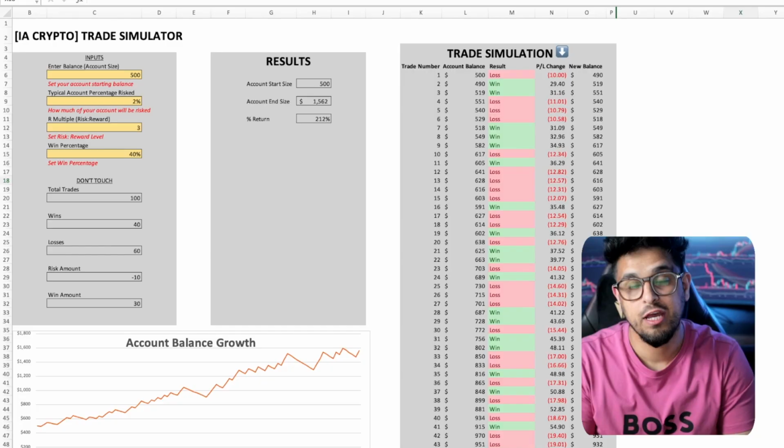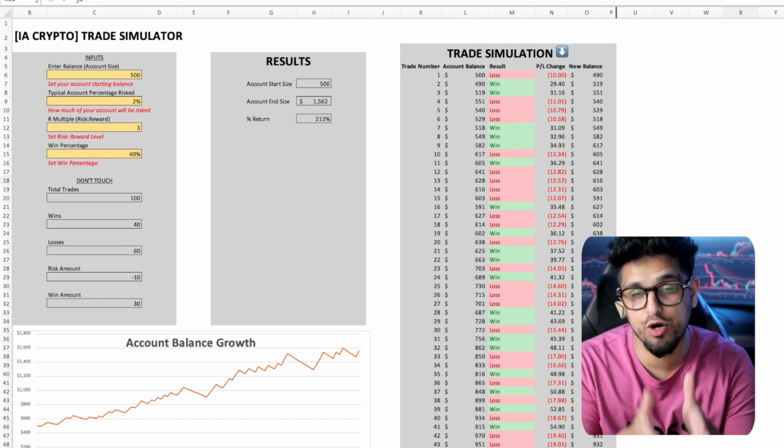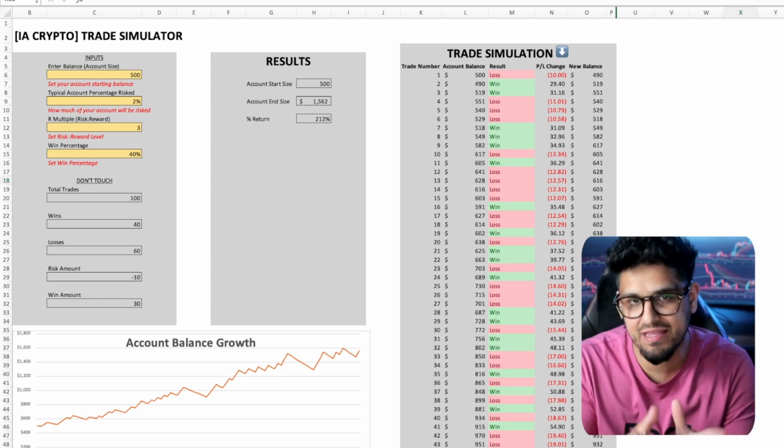And in this video, I'm going to show you exactly how you can do that, the tools and the tips you can use to stack the cards in your favor. In order to illustrate this, I've gone ahead and built a trading simulator. Yes, I'm going to make this available for you guys.